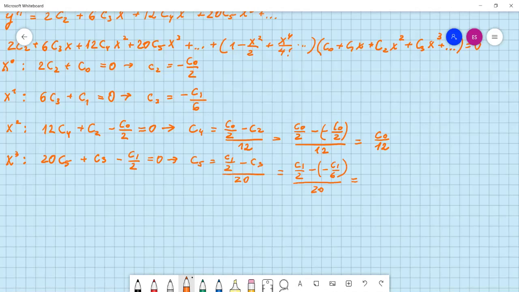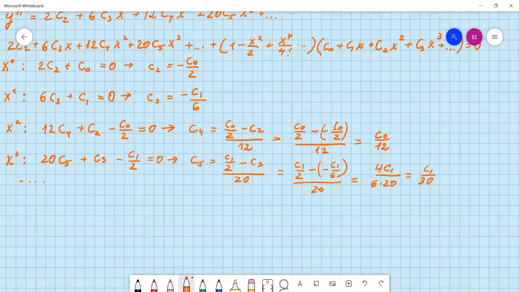So common denominator here is 6, right? I multiply it by 3, and I'm going to have 3C1 plus 1C1, it's 4C1. And here 6 and 20, right? And if I cancel 4 and 20, I'm going to get 5, and that's C1 over 30. I just did math and multiplied everything. And well, you can continue, and it's going to be super boring.